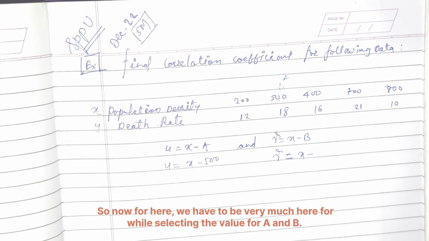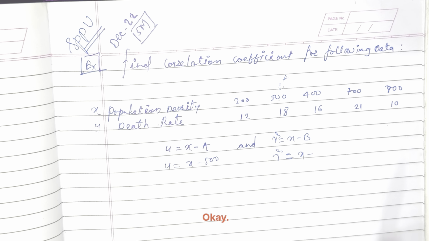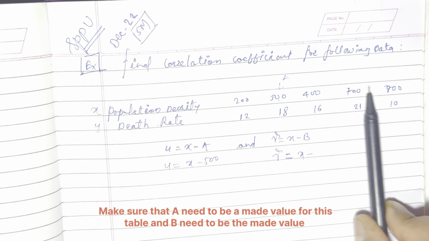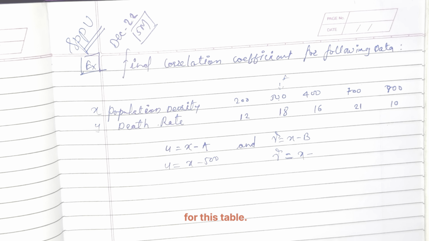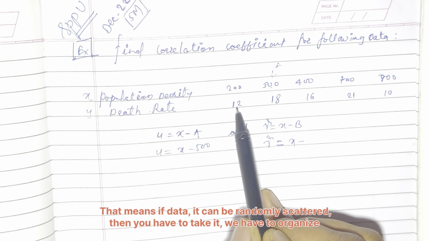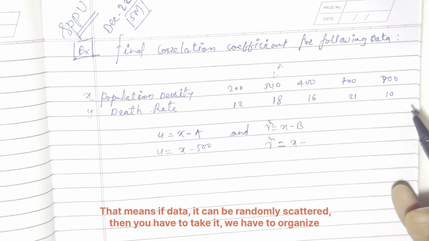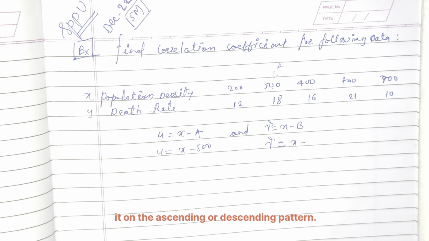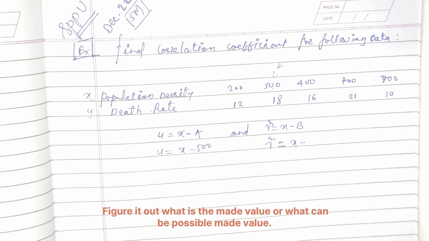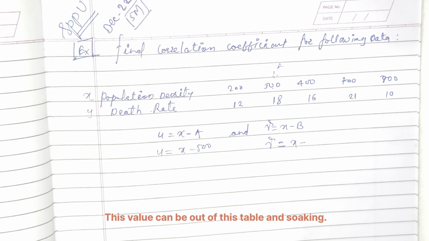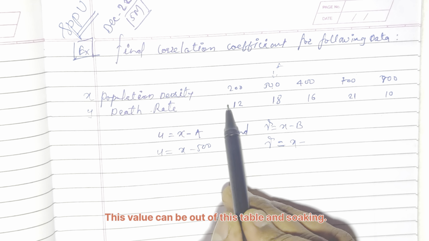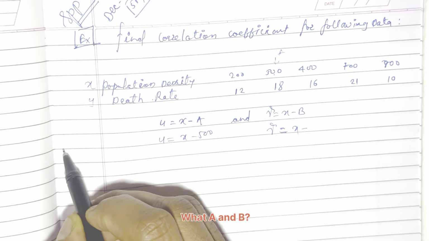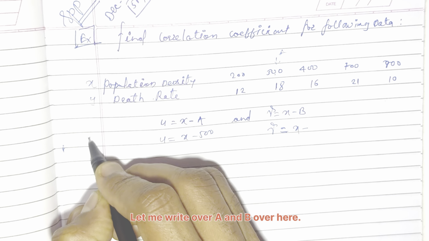Now here, we have to be very careful while selecting the values for A and B. Make sure that A needs to be a mid value for this table and B needs to be the mid value for this table. If the data is randomly scattered, then you have to organize it in ascending or descending order and figure out what can be the possible mid value. Maybe this value can be outside of this table also.